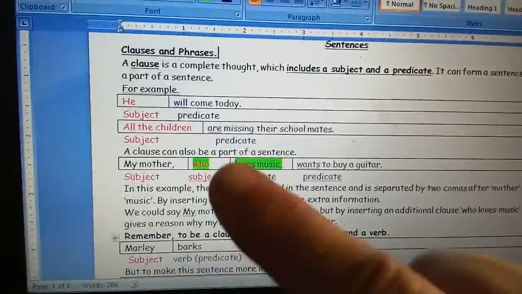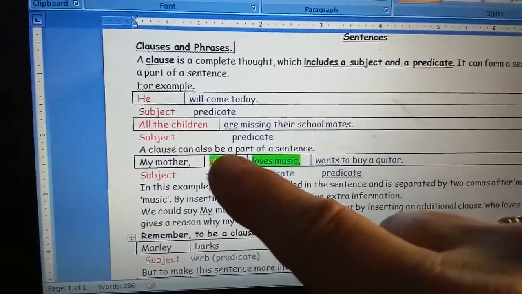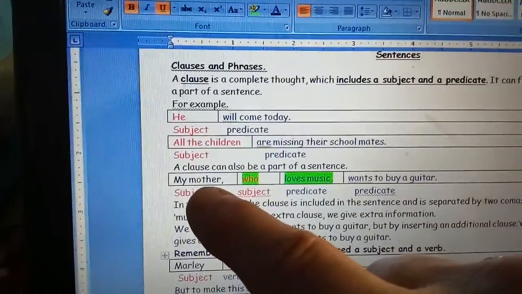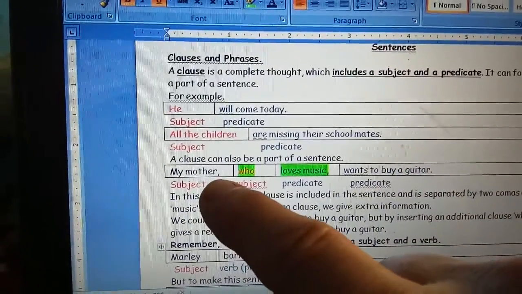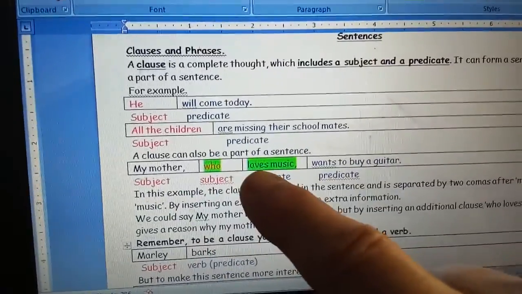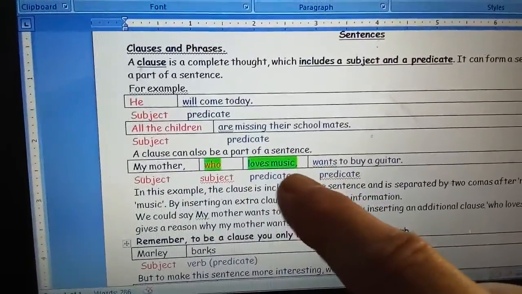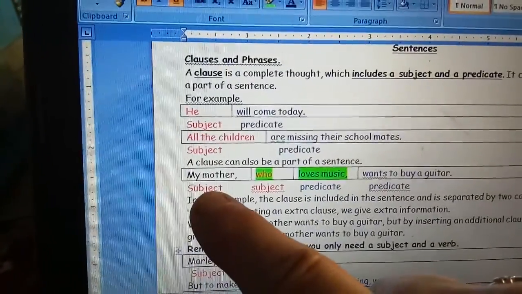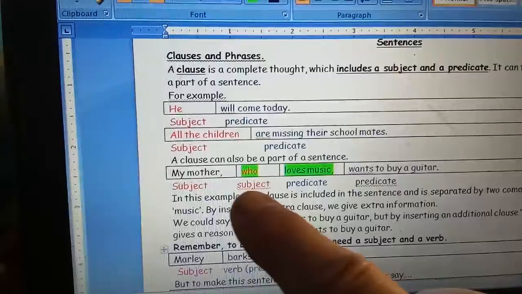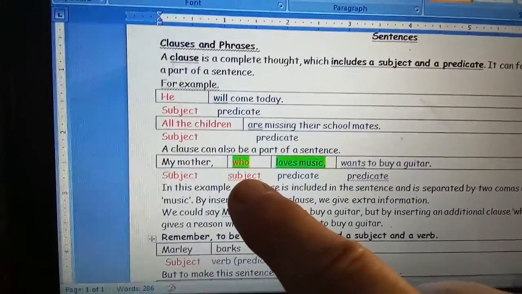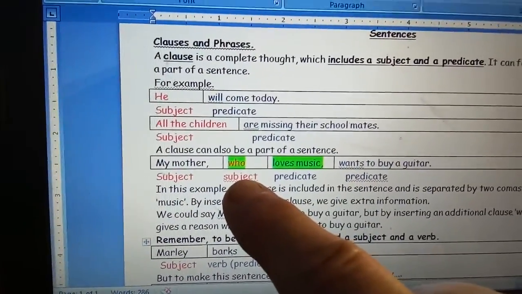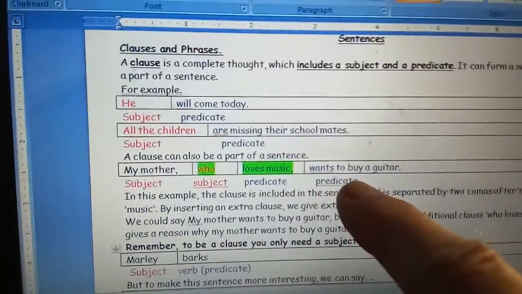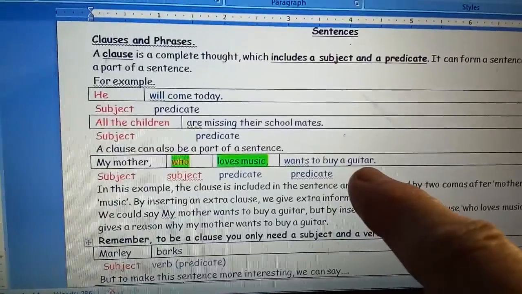Now here's the trick. A clause can also be a part of a sentence. So here's an example. My mother, and then see the comma? Who loves music, comma, wants to buy a guitar. So here we have my mother is the subject. Then we use a pronoun for mother. My mother, who loves music, wants to buy a guitar.